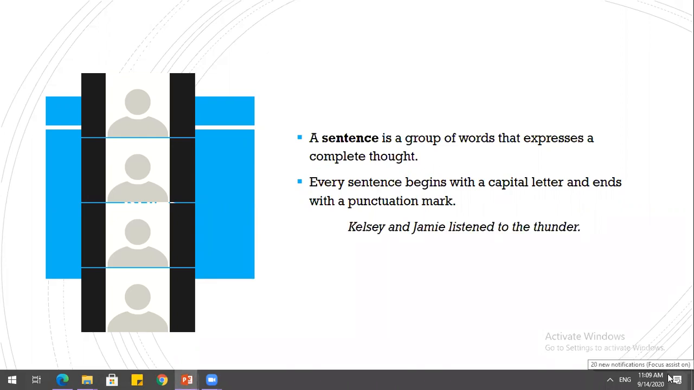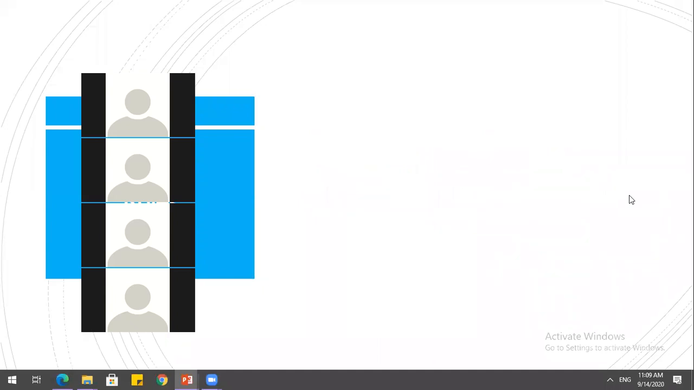Here is an example. Kelsey and Jamie listened to the thunder. Here our subject is Kelsey and Jamie. So who, right? Who listened to the thunder? Our verb here is listened. If our sentence was Kelsey and Jamie listened, that's enough. We have our subject and we have our verb, the two things that we need in order for the sentence to be complete. So here's an example of a complete sentence. Thank you, Amr.